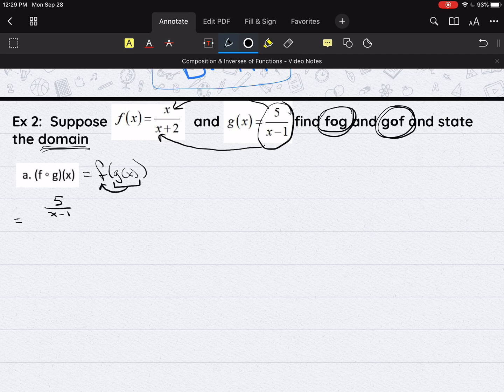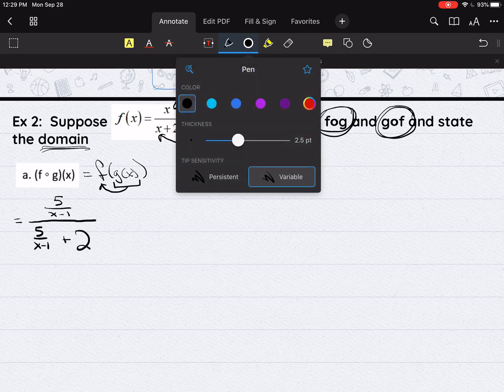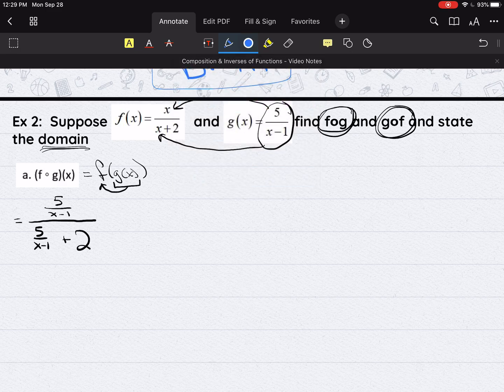So there's the new numerator, all over x minus 1 plus 2. Now, if you remember from your Algebra 2 days, when I have fractions inside of fractions, so complex fractions, I want to multiply everything by my least common denominator. So in this case, it would be x minus 1. So I'm going to multiply everything inside my fraction by x minus 1. So that would look like that.